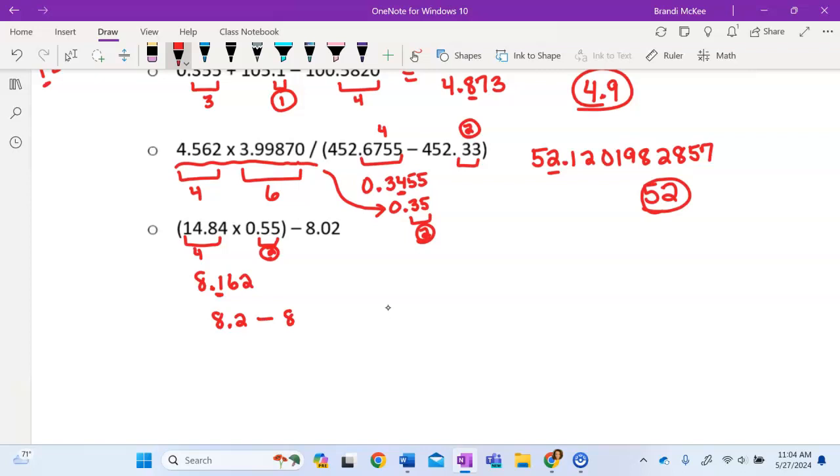And now we're subtracting 8.02 from that. So the calculator tells us that the answer is 0.18. But because we're subtracting, that one has 1 decimal place. That one has 2. I have to round this to 1 decimal place. So the answer I would report is 0.2.